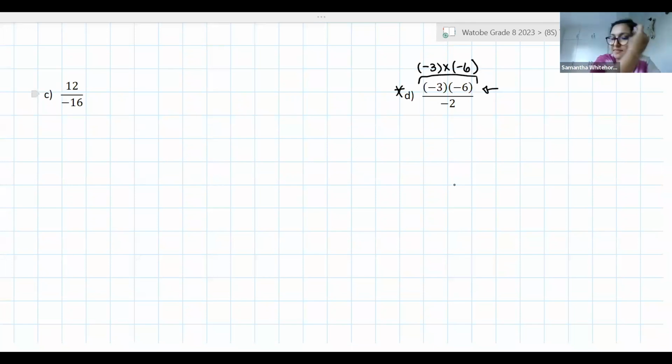Ma'am, D is -9. Okay, so let's just double check. Our numerator, -3 times -6. A negative times a negative is a positive 18. And then divided by -2. When we've got a positive divided by a negative, we get a negative, and 18 divided by 2 is 9. Fantastic, Apelele, well done.